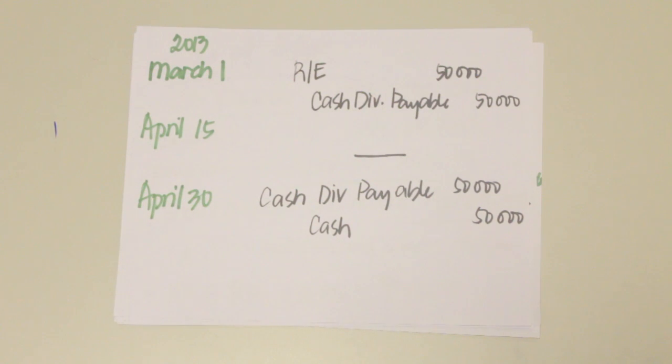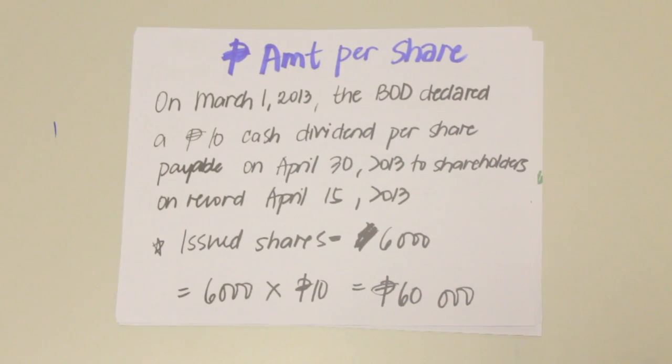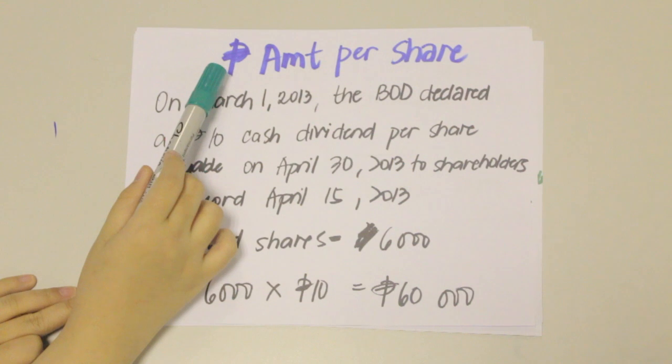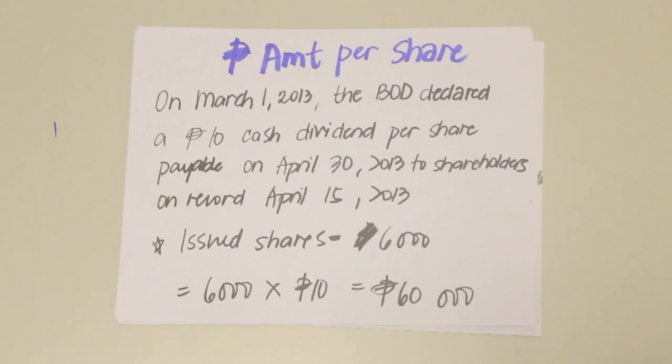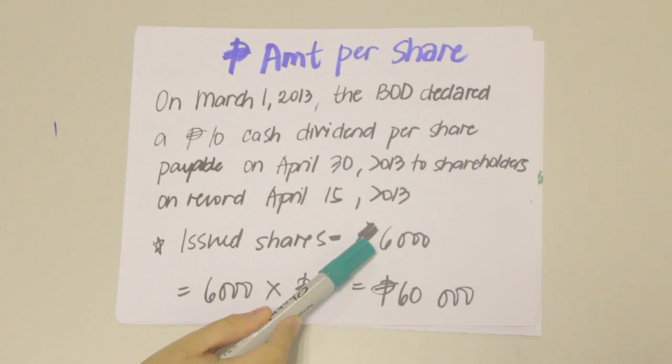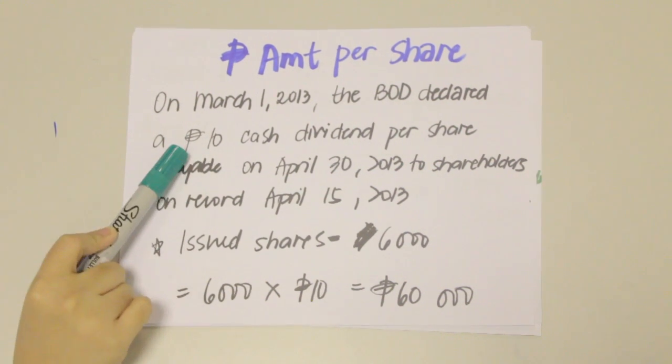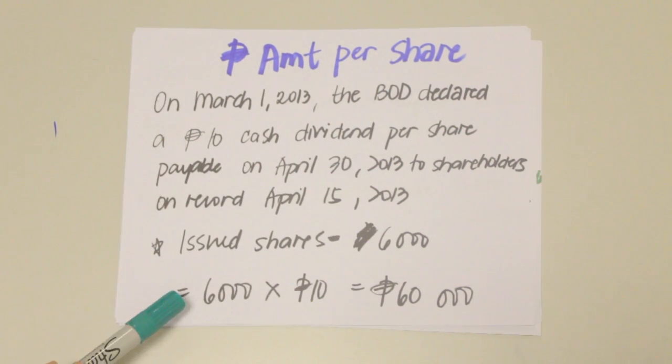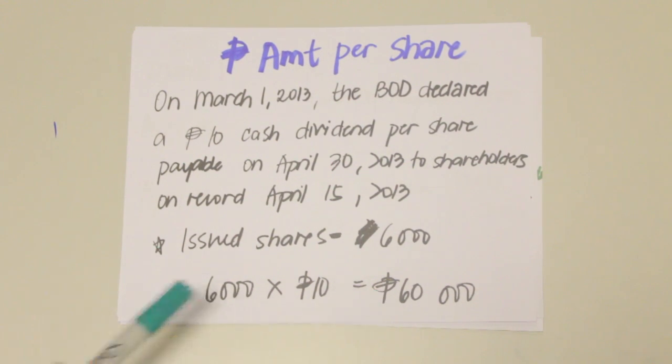Our next example is for a cash dividend presented as a peso amount per share. So on March 1, 2013, the Board of Directors declared a 10 peso cash dividend per share payable on April 30, 2013 to shareholders on record as of April 15, 2013. So assuming you have 6,000 shares, we compute for the total cash dividends payable by multiplying 6,000 by your cash dividend, which is 10 pesos each. So that's a total of 60,000 pesos.